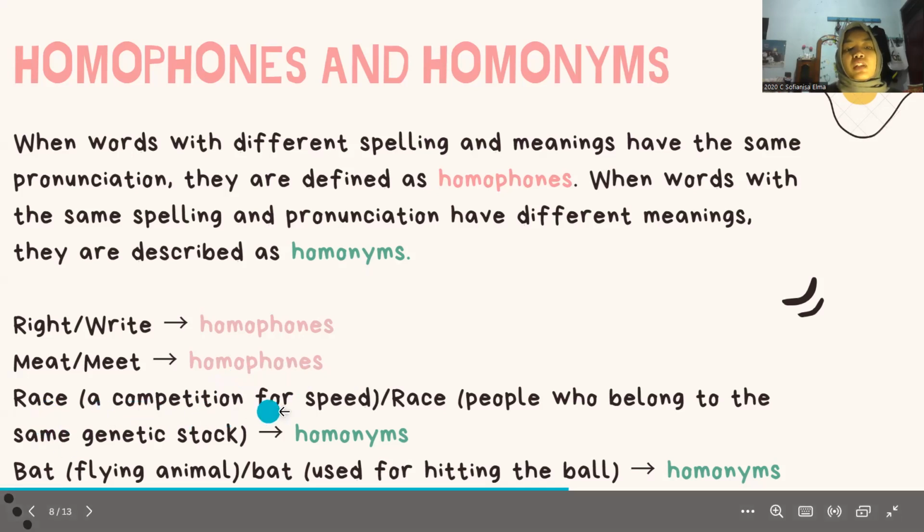Then the next is race. Race is a competition for speed, or race where people belong to the same genetic stock. We can call it homonyms. And like this, bat is a flying animal or a bat used for hitting the ball. We can call it homonyms like that.